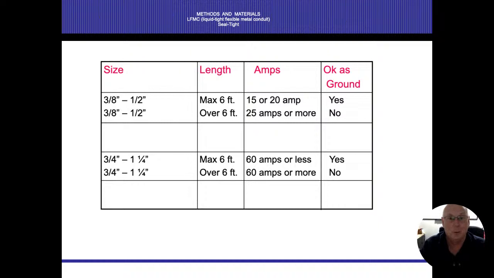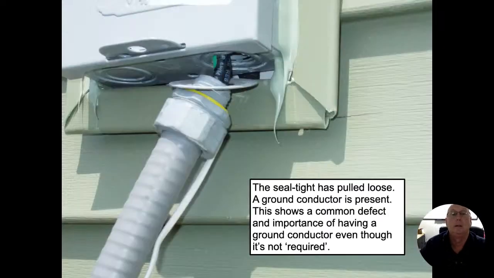You know what? You can never go wrong with throwing another ground wire in there anyway. But we want to be as accurate as possible. So knowing this chart here, 25 amps or more, over 6 feet, it's not okay as a ground. 15 or 20 amps up to 6 feet, you can use it as a ground. So anything over 25 amps, we should have a ground wire going in there. And this again goes towards our feeds for our air conditioning units.